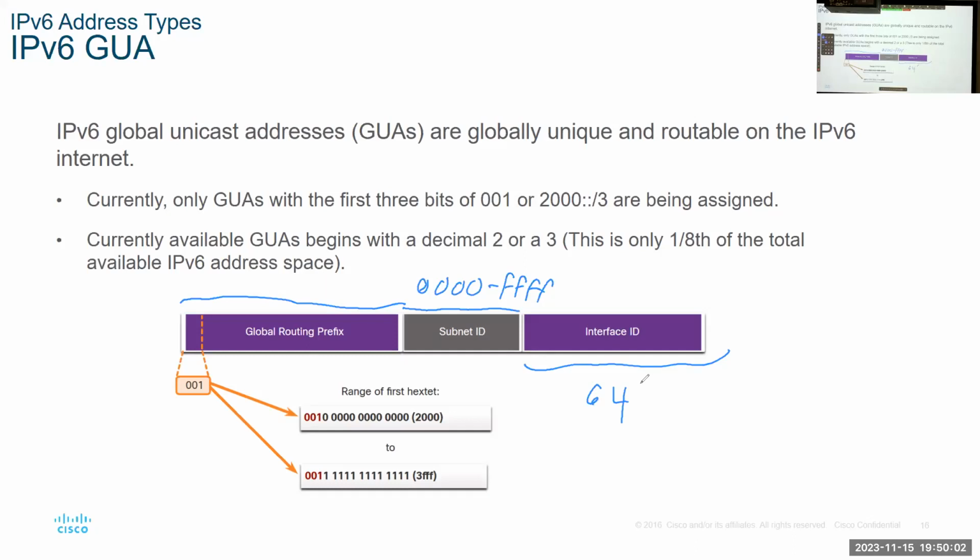So when you think about it, anybody that gets a global routing prefix can have 2 to the 64 hosts on 2 to the 16th subnets. So that's a lot of address space. You shouldn't ever have to worry about conserving addresses. So what people will do with that subnet ID is they'll make it mean something.